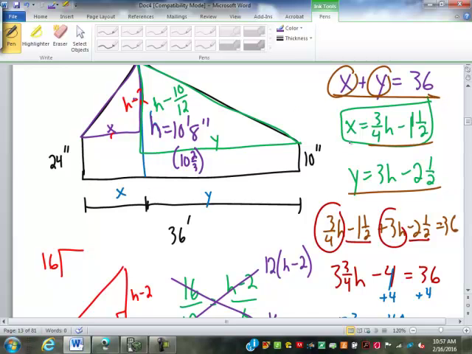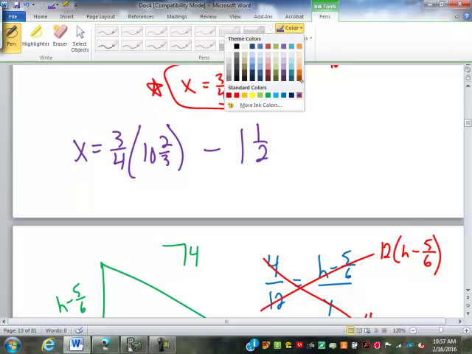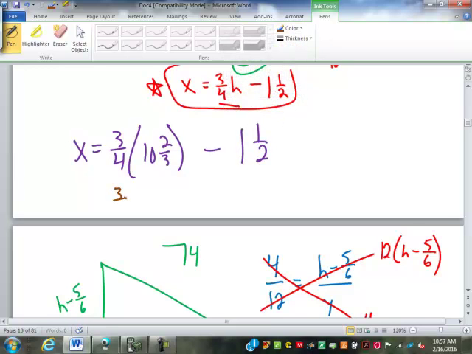Why is that important? Well, because now to find x, x is 3/4 h minus 1.5. I'll do it right here. So 3/4 times 10 2/3 minus 1 1/2. 10 2/3 is going to be made into an improper fraction. 10 times 3 is 30 plus 2 is 32 over 3. 3 and 3 cross cancel, give me 1 and 1. 4 and 32 cross cancel, give me 1 and 8. So that's just 8 minus 1.5 is 6.5 feet for x. X is 6.5 feet.